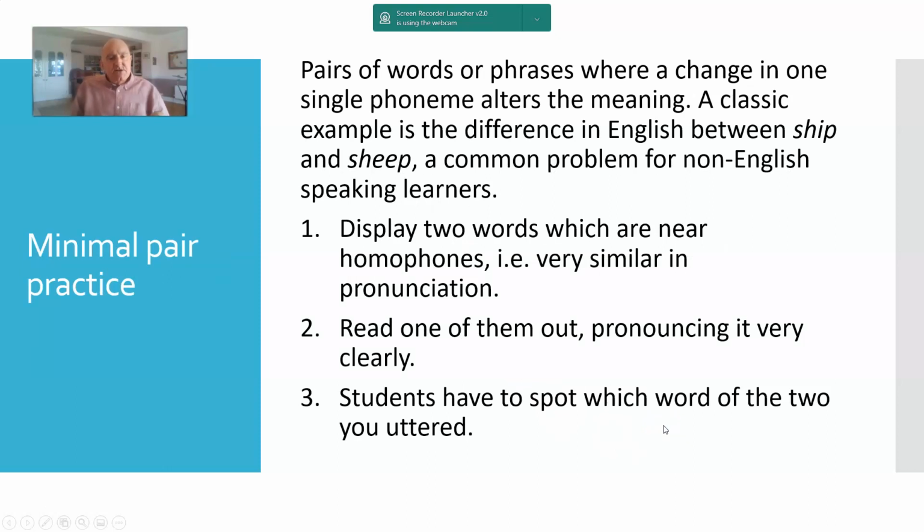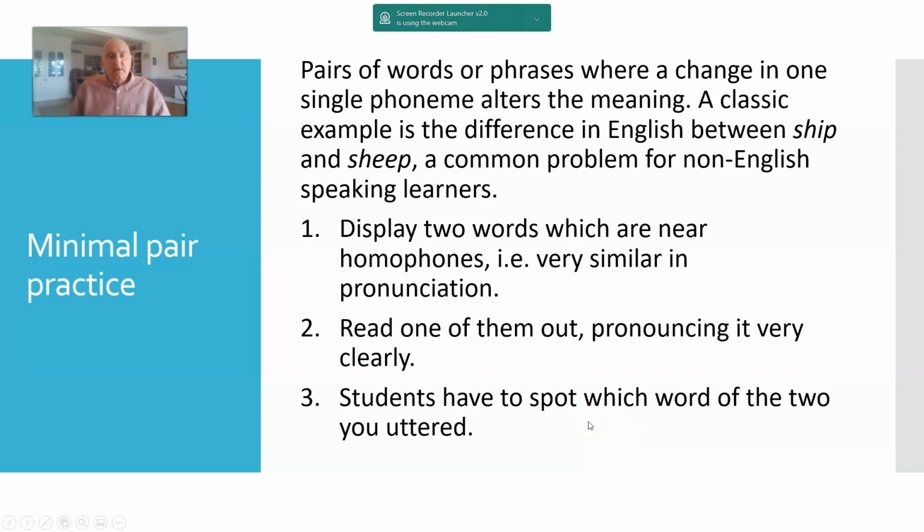Now, I'm going to get into just one or two examples of activities you can do in the classroom which focus on phonics and phonology. This, I have to say, is just a tiny sample of the many that we've got. I think it's in chapter 3 of our book. We've got something like 45 separate classroom activities focused just on phonetics, phonology and phonics. But here's the first one, minimal pair practice.